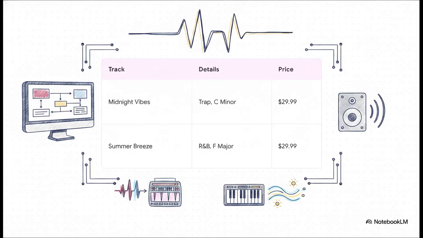And if you look at how the front-end code structures the catalog, it's designed perfectly for the buyer. It showcases vital details instantly. You've got tracks like Midnight Vibes and Summer Breeze, and right next to the title you see, it's a 120 BPM trap beat in C minor, or a 95 BPM R&B track in F major. Toss the $29.99 price tag right there, and you are giving artists literally all the exact information they need to make a really quick purchasing decision.